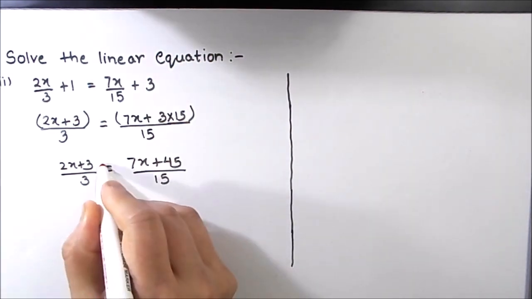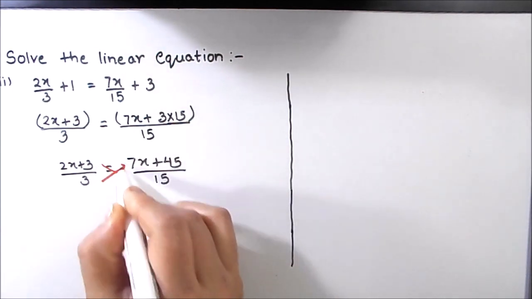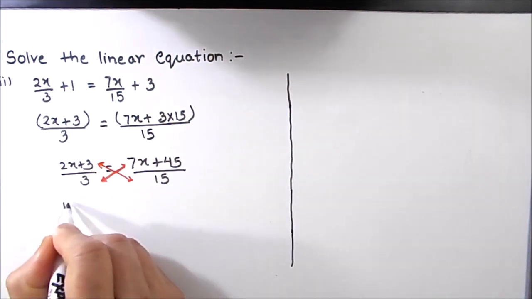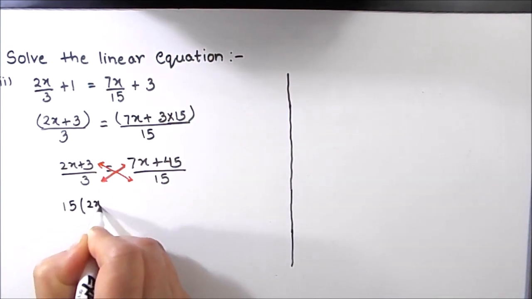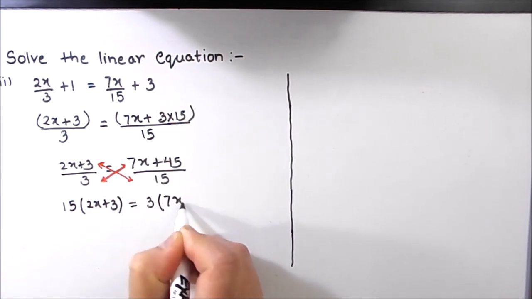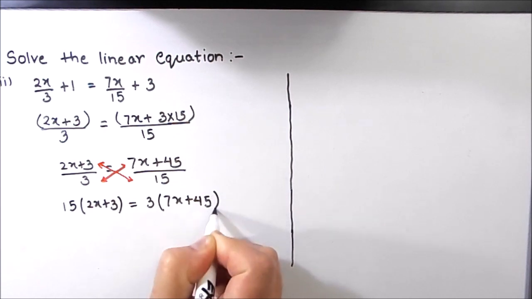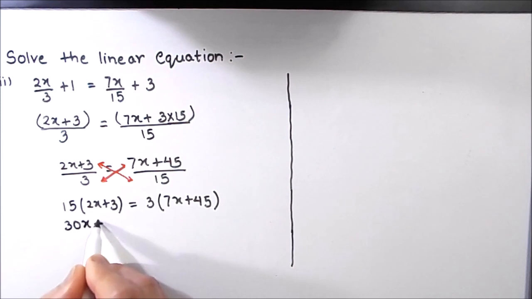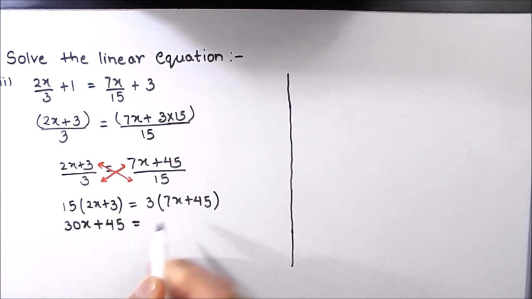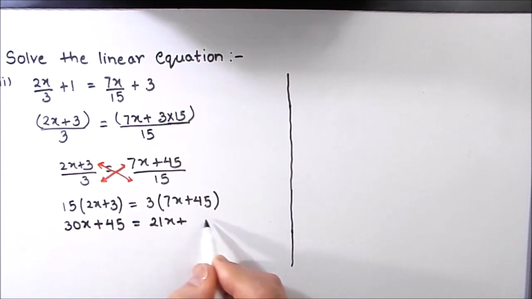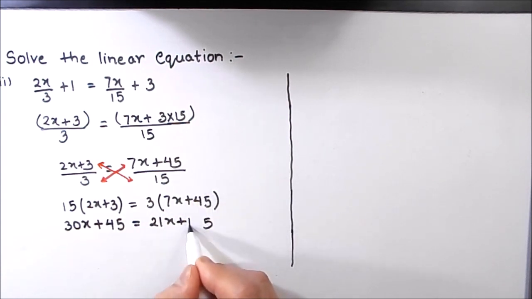Now we can cross multiply and solve this equation. These are two fractions, so we can cross multiply. On the left hand side will be 15 times 2x plus 3, and on the right hand side will be 3 times 7x plus 45. So 15 times 2 is 30, so 30x plus 45 is equal to 21x plus 45 times 3, where 3 times 5 is 15 and 3 times 4 is 12, so this will be 135.